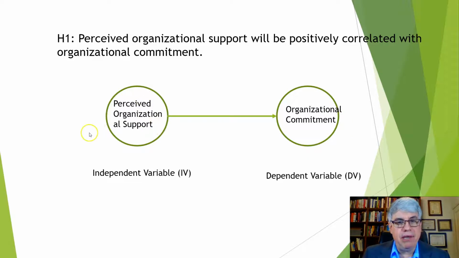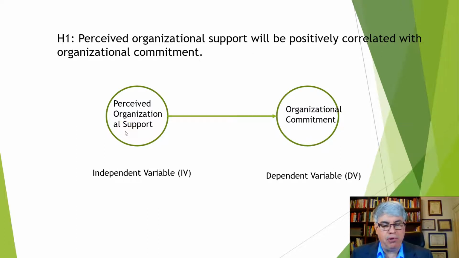So we put the independent variable over here, that which can be controlled, the organizational support. The manager, the company executives can control how much support people get. And the dependent variable, or the outcome variable, is the organizational commitment of the individual. And so it depends in this model on perceived organizational support.